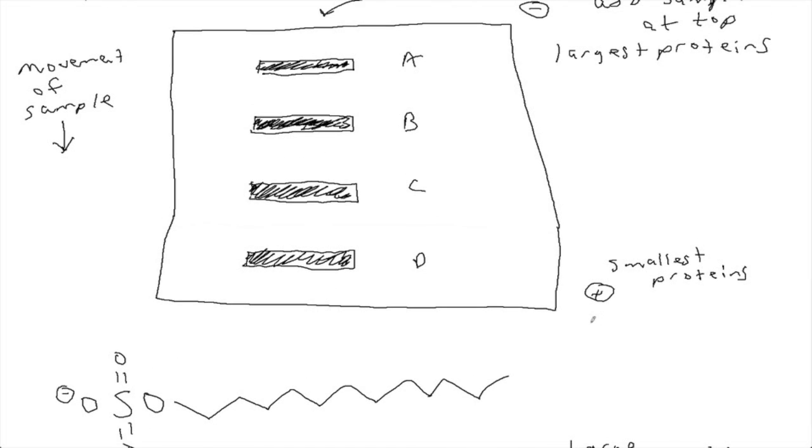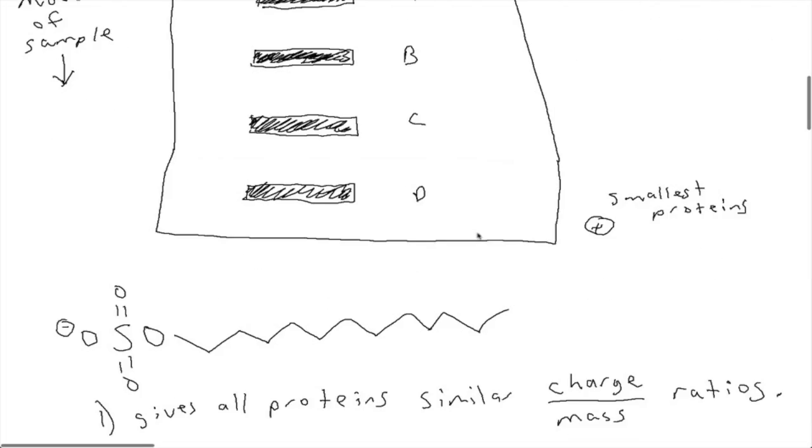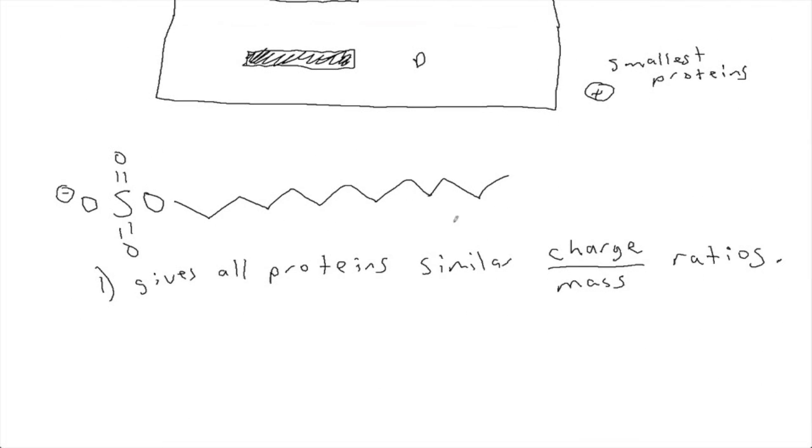All of them are going to have similar charge to mass ratios. Because their charge to mass ratios are now similar, the only reason why a protein would move further now is because it's smaller, not because it's more charged. So now we can trust, after using the sodium dodecyl sulfate, that if the protein moves further, it's not because it had more negative charge. It's because it's smaller. Okay, so this gives all proteins similar charge to mass ratios.